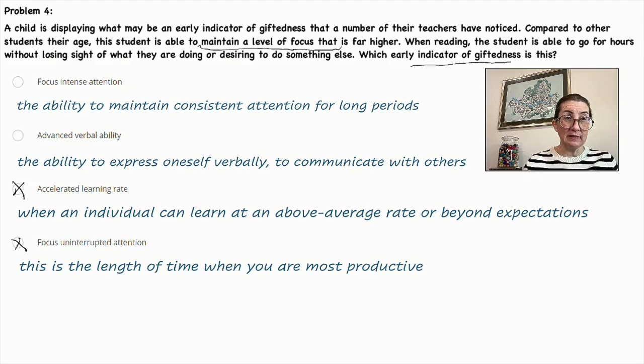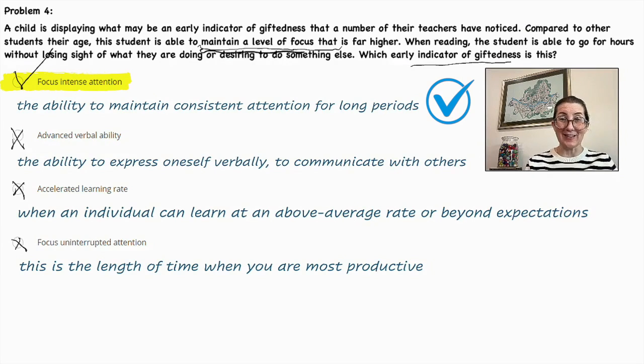Advanced verbal ability. This is the ability to express oneself verbally, to communicate with others. And we don't know if that's the case here, but that's not to do with the maintenance of a level of focus. So we can eliminate that one as well. Now we're left with focus, intense attention. This is the ability to maintain consistent attention for long periods. And that is exactly what is happening with this student. And so that is the correct answer.